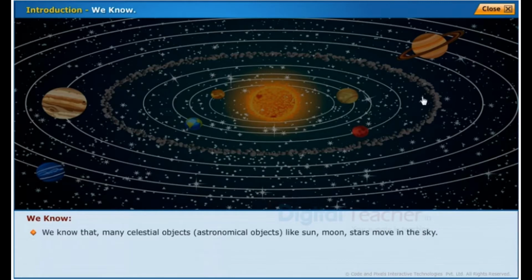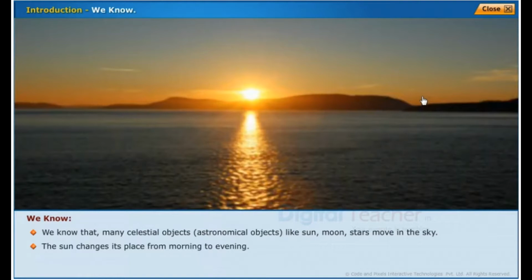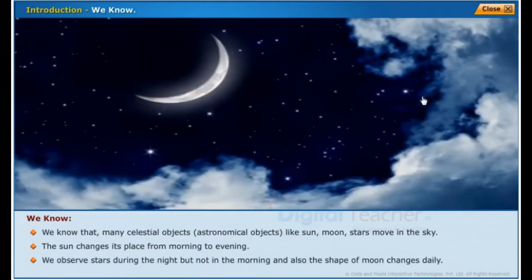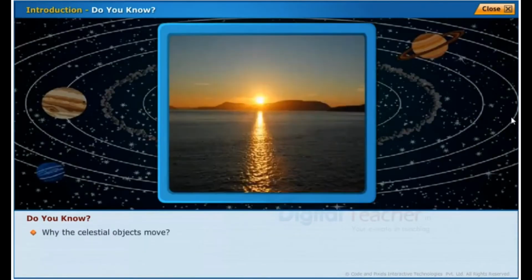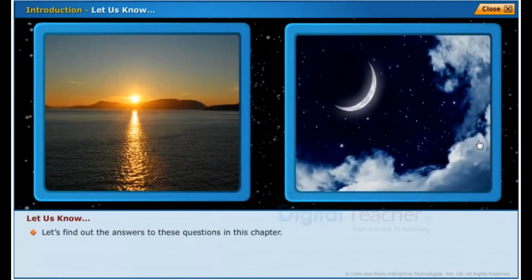We know that many celestial objects, astronomical objects like the sun, moon, and stars move in the sky. The sun changes its place from morning to evening. We observe stars during the night but not in the morning, and also the shape of the moon changes daily. Do you know why these celestial objects move? Why don't we see the same stars during summer and winter? How can the moon change its shape? Let's find out the answers to these questions in this chapter.